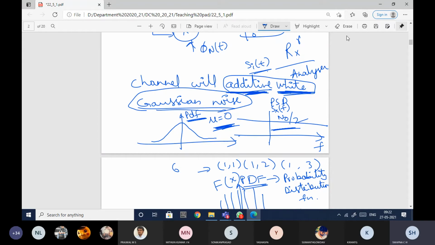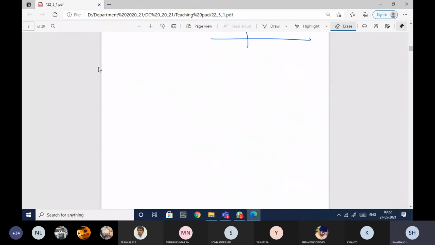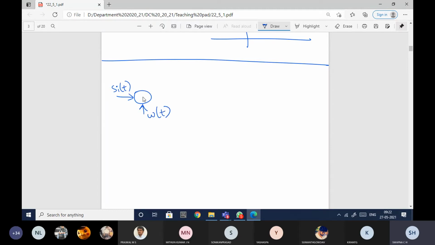So this additive white Gaussian noise is getting added with the Si of t signal. What will happen at the receiver? The receiver will not receive Si of t. Instead, Si of t will get added with the additive white Gaussian noise W of t. Both will get added, and I'll get x of t. This x of t will be given to the correlators.